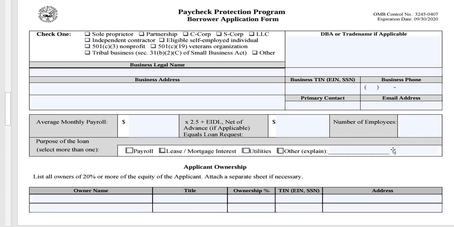Is it supposed to represent the number they have on the day that they're applying for this loan? Or is it the number of employees they're supposed to place that represents and corresponds with the average monthly payroll figure that they place here in order to calculate this PPP loan amount? It leaves it open to guessing.